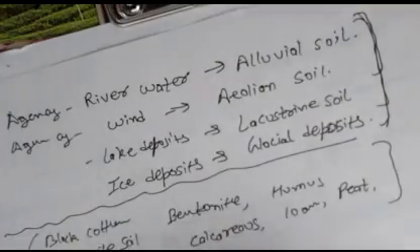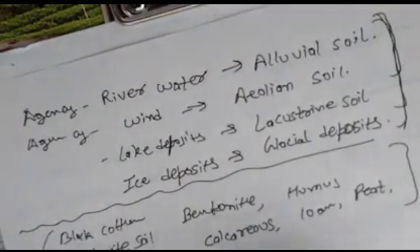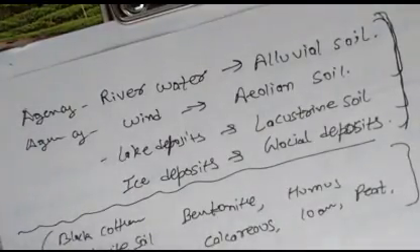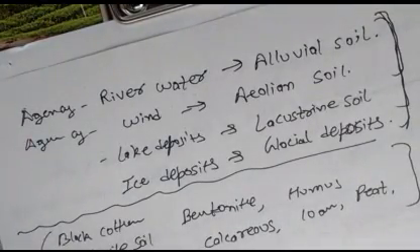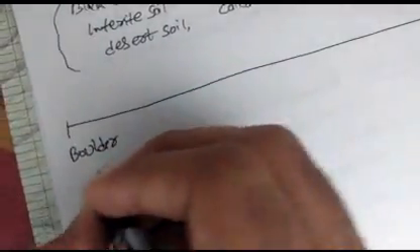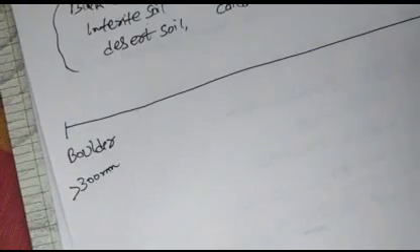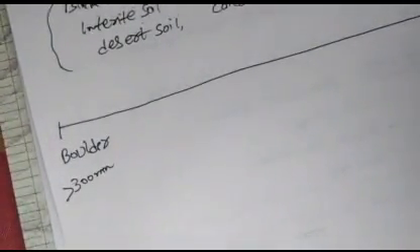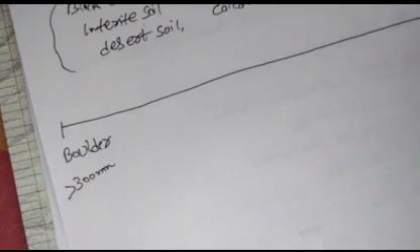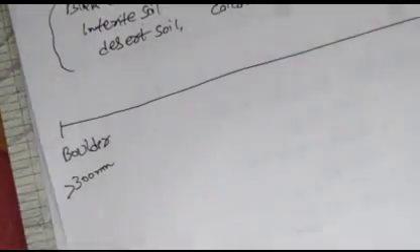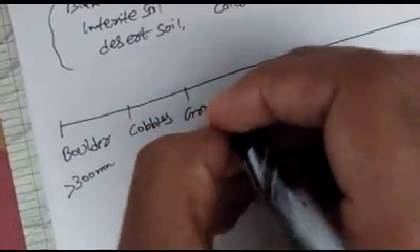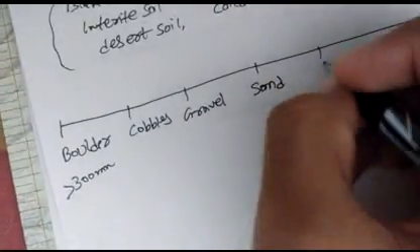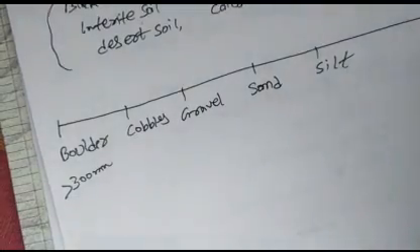Like if we're going to plot the particle size on a scale, suppose we have boulders on the top. We have boulders with size around 300 mm, greater than 300 mm. Then we have clay, with size of less than 0.002 mm, or say 2 micron. In between we have cobbles, then we have gravel, then we have sand, silt, clay, and so on.